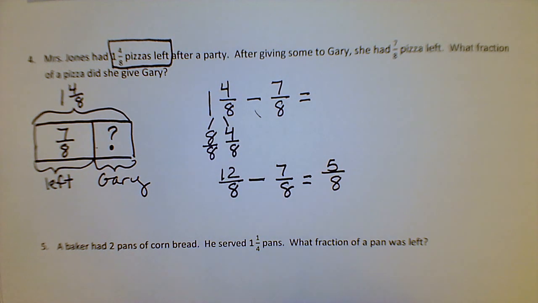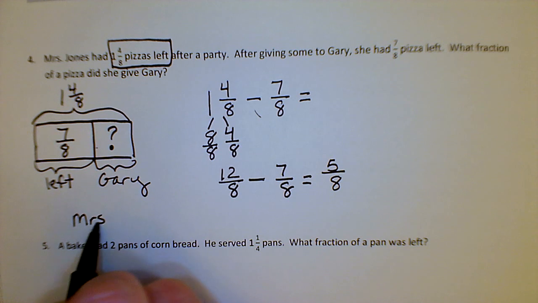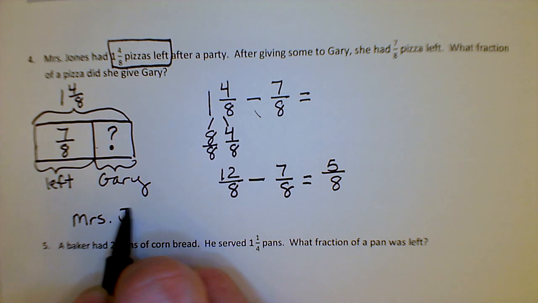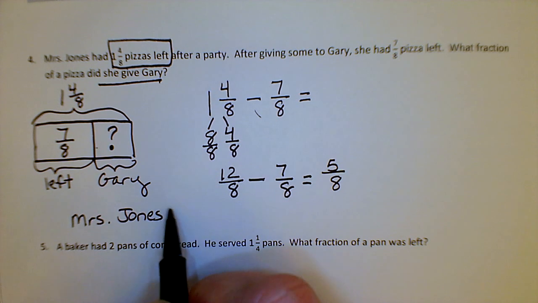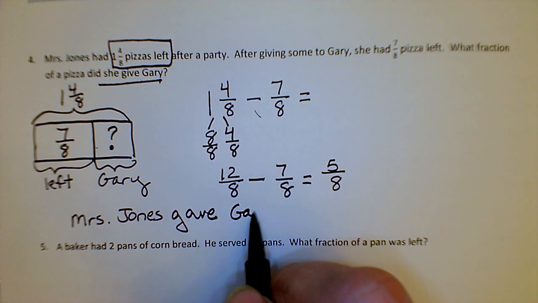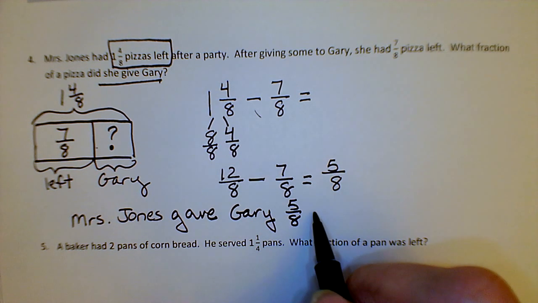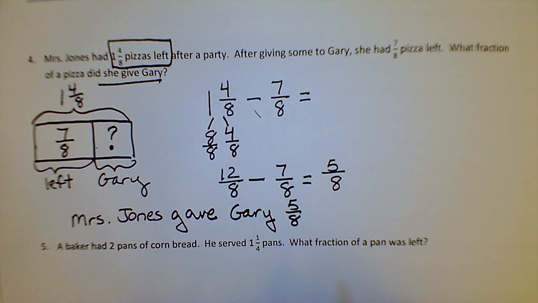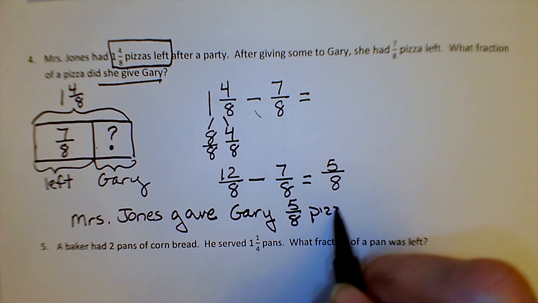And then I can go ahead and write that Mrs. Jones, I'm just trying to decide where I want to put this so that we still have room. I'm going to write it down here. Mrs. Jones gave Gary, because remember that's what we're solving, how much did she give Gary? I always check to make sure I'm answering the question that they asked. Gave Gary 5/8 pizza. They're just saying pizza, so I'm going to go with the way they word it.